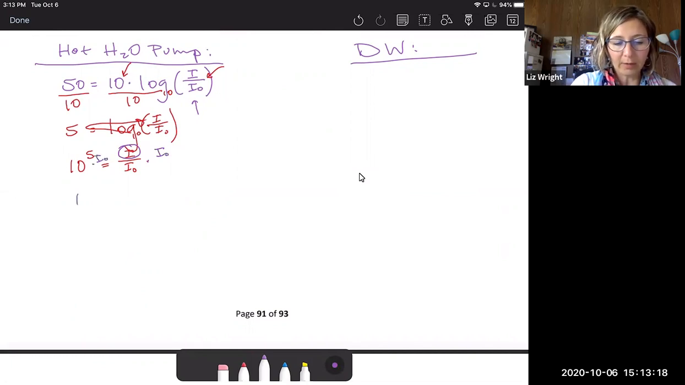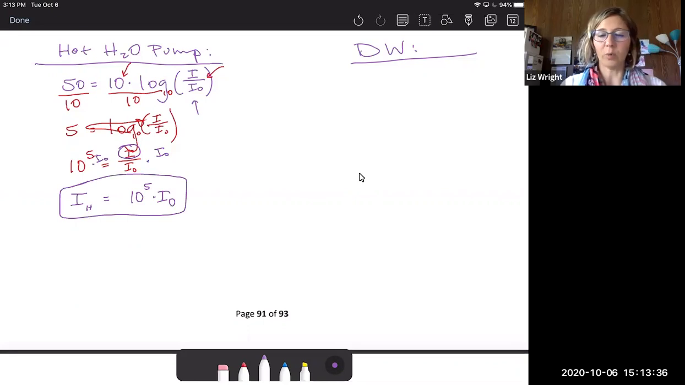And what I know now is that the intensity of our hot water is going to be 10 to the 5th. And I'm going to leave it as 10 to the 5th times I sub 0. So that's what I know. Now let's go look at the dishwasher.